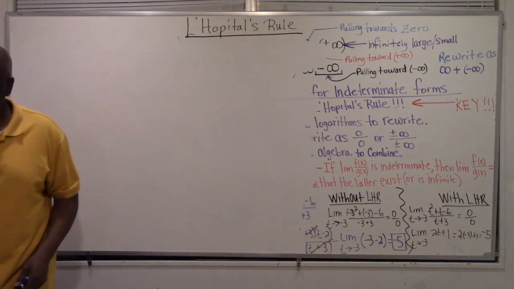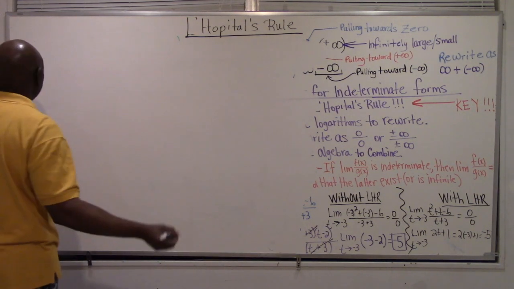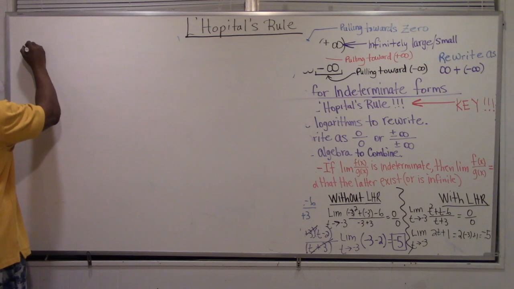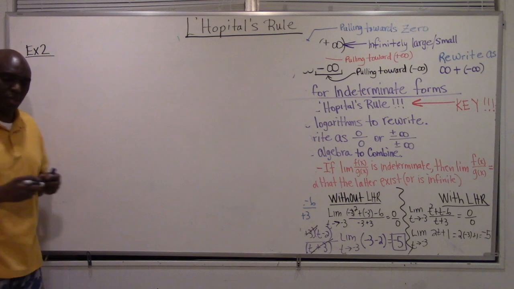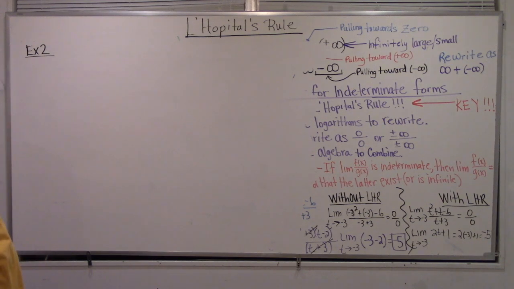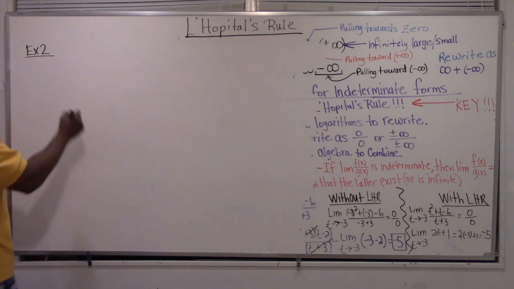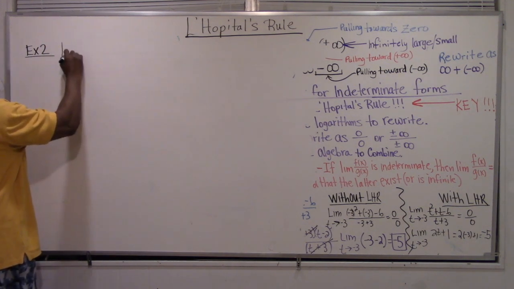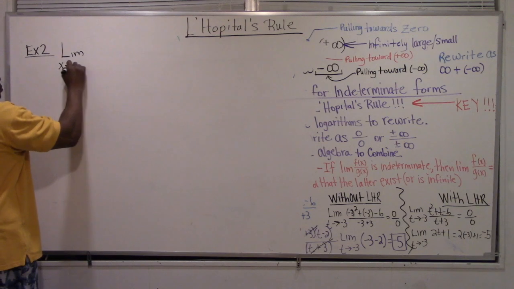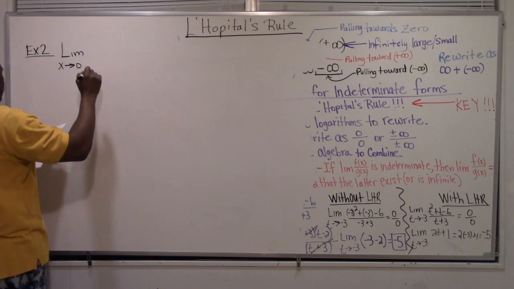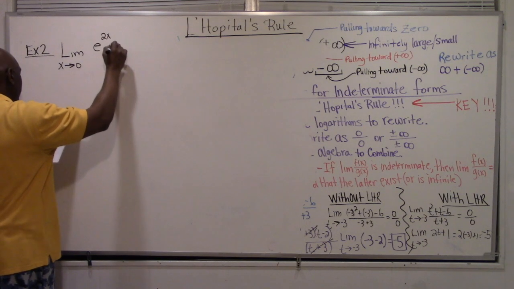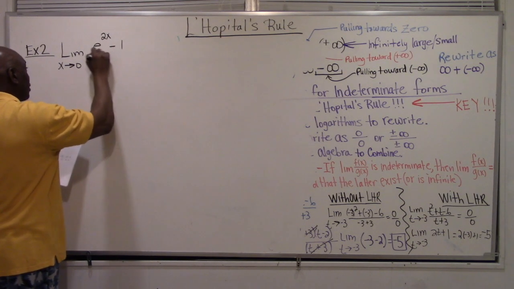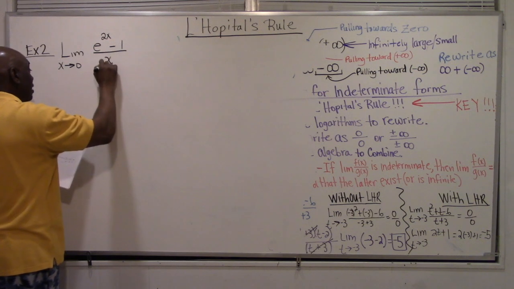All right, let's look at some more examples. We'll call this example number 2. The limit as x approaches 0 of e to the 2x minus 1, all divided by x.